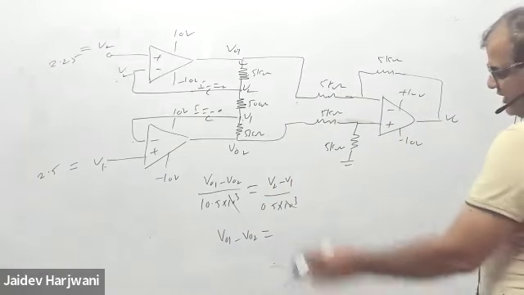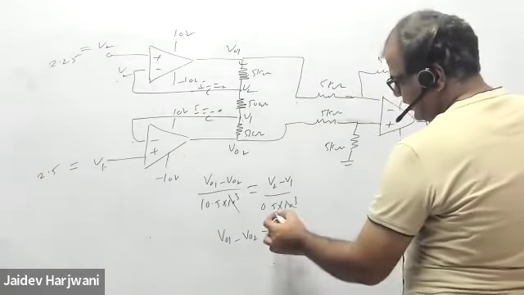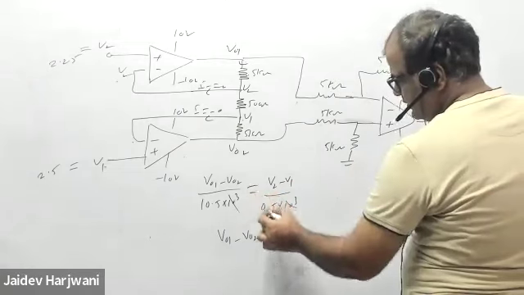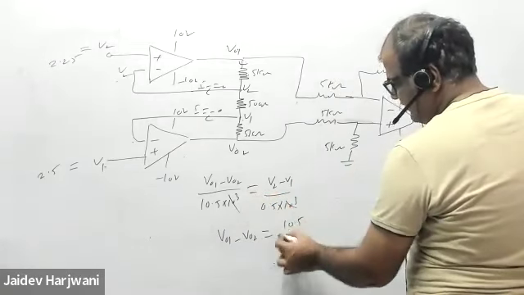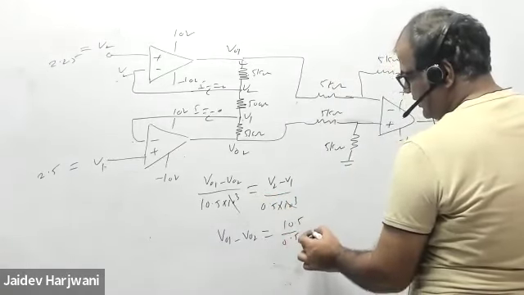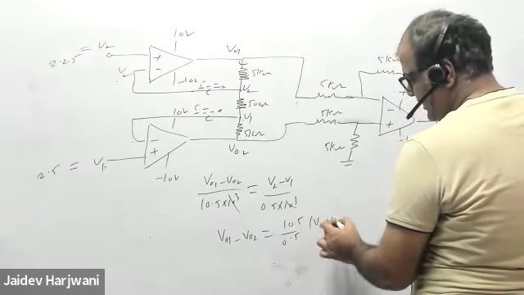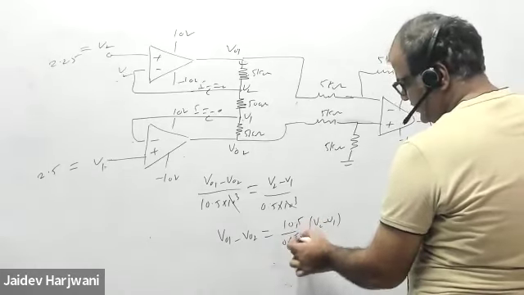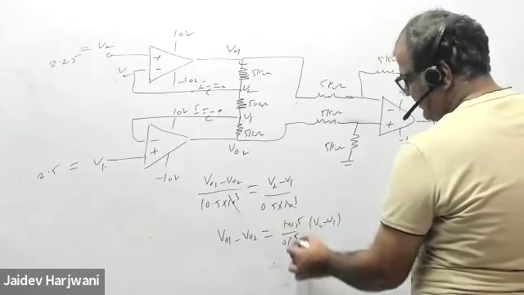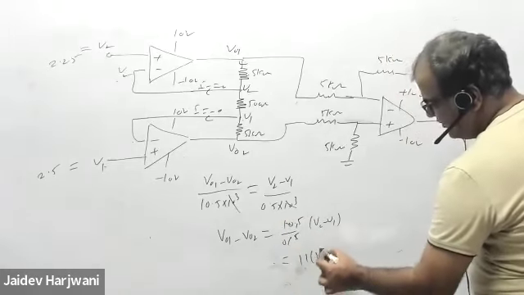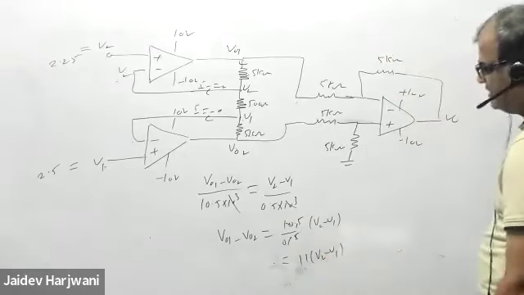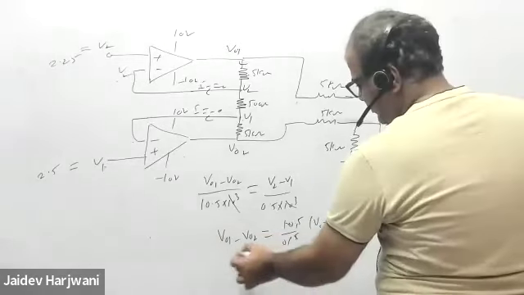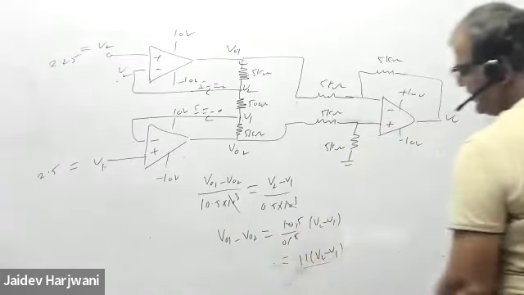Okay, so you can find the value here. How much will come? This is 10.5 divided by 0.5, and the kilo ohm cancels. So this is 21. So this will come 11 times V2 minus V1. Difference of V01 minus V02 is 11 times (V2 minus V1).